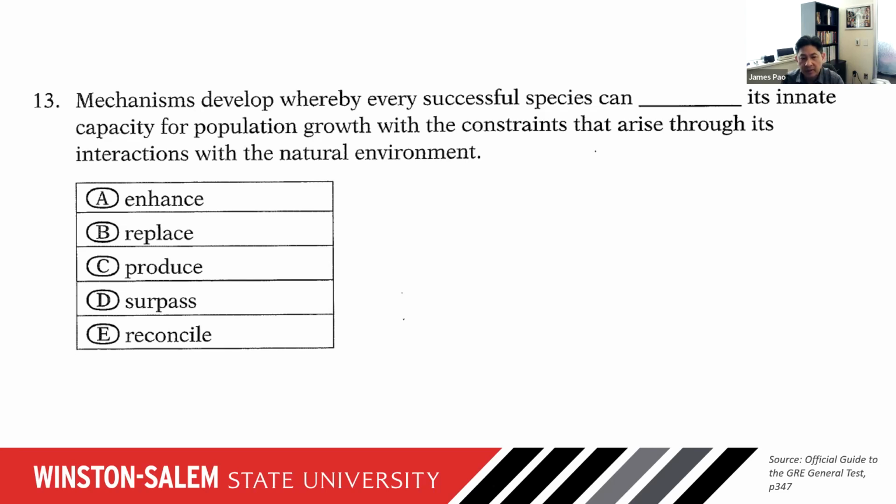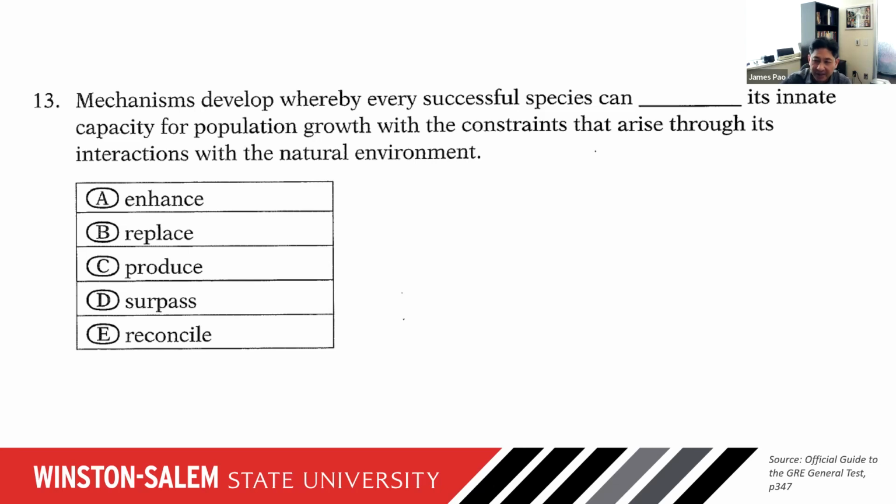So when we want to look at this sentence, we want to understand what it means, right? I talked about meaning first. So let's talk about the meaning. Mechanisms develop whereby every successful species, that's a key word, successful, can blank its innate capacity. Innate means inborn, it was born with it. Its innate capacity for population growth. So it can blank that with something else. And that something else is the constraints that arise through its interactions with the natural environment.